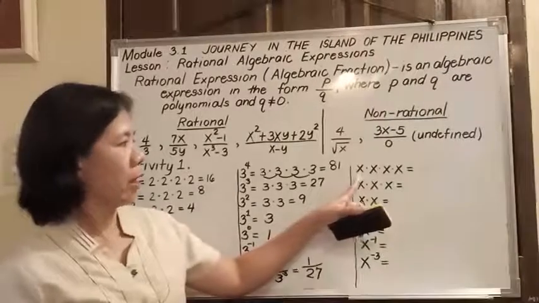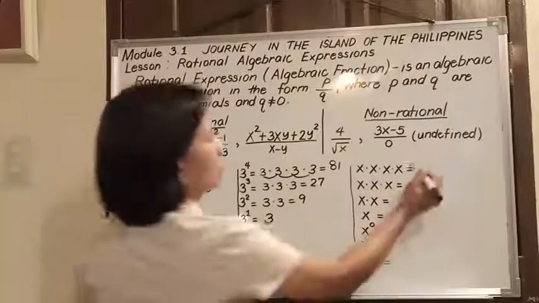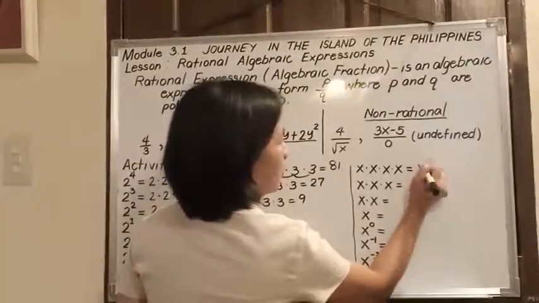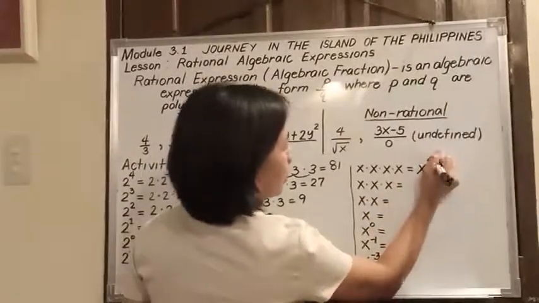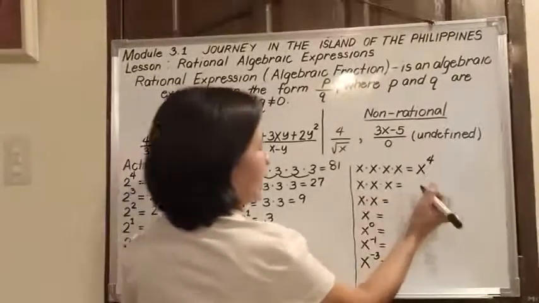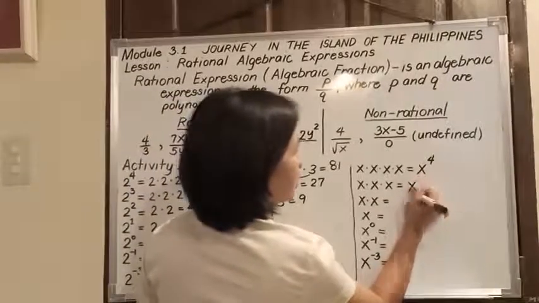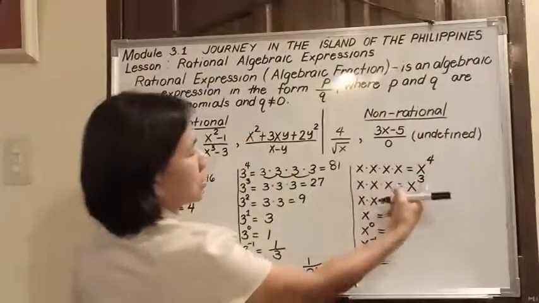Okay, next. How about if the base is a variable? So here we have how many x's? 1, 2, 3, 4. The same base. You add the exponents. 1, 2, 3, 4. Exponent is positive 4. Next. There are 3 x's. Therefore, base is 3. Common base. Add the exponent. That is 1 plus 1 plus 1 is 3.